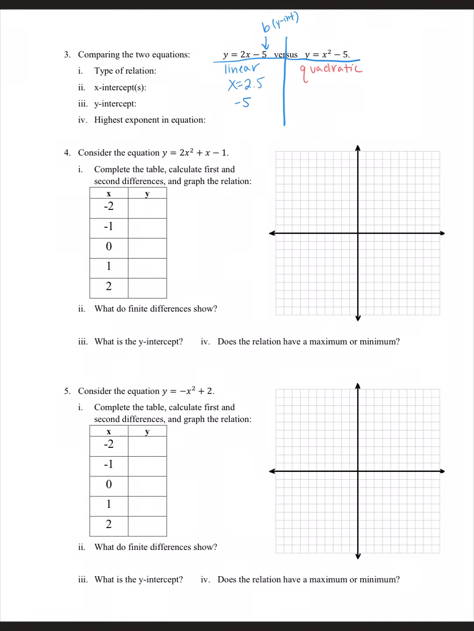And then this question comes up a lot because this also tells us what kind of relation we have. What's the highest exponent in this equation? Meaning if we look at our variables, what's the highest exponent on either of them? Well, I have a 1 on my y and I have a 1 on my x. So the highest exponent in this equation is just 1.